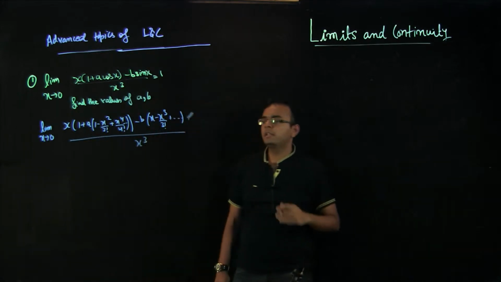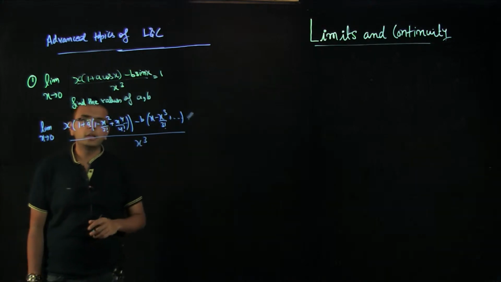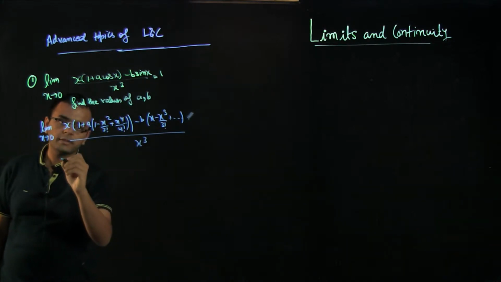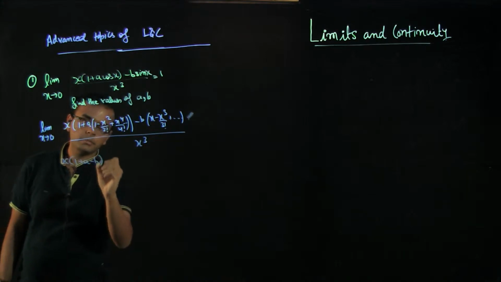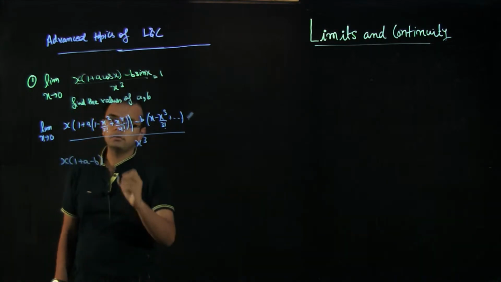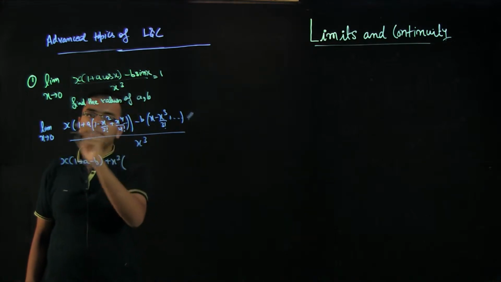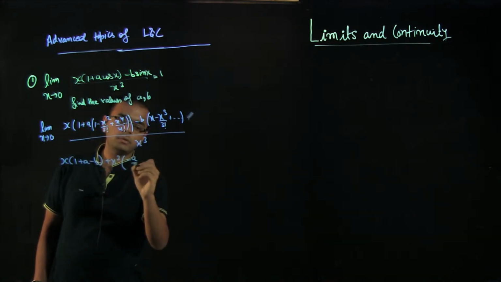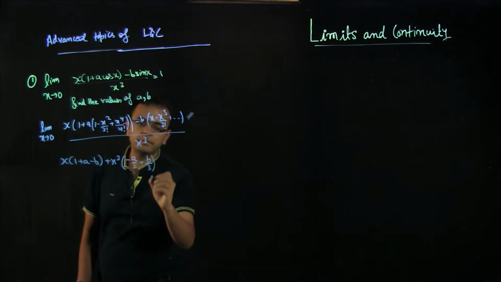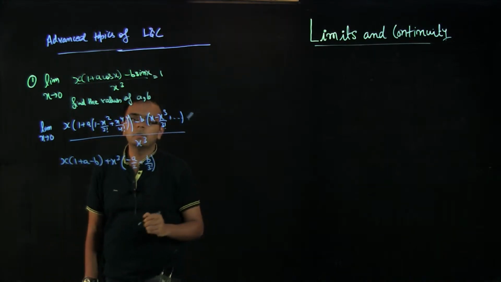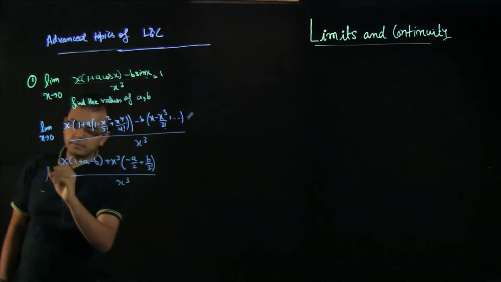If we collect the powers, we can clearly see that there are two powers, one of x and one of x cube. The coefficient of x is 1 plus a minus b, and the coefficient of x cube is minus a by 2 plus b by 3 factorial, all divided by x cube, and this is the limit as x tends to 0.